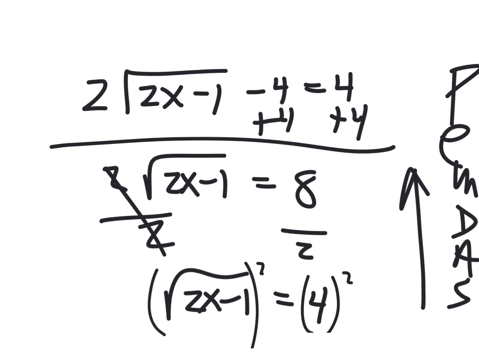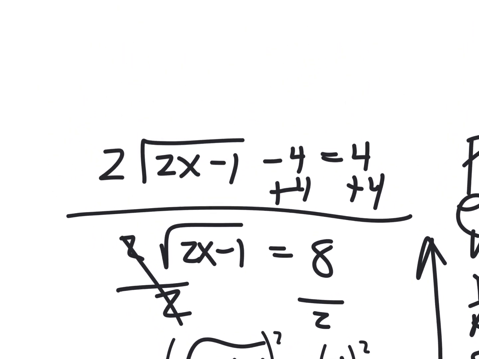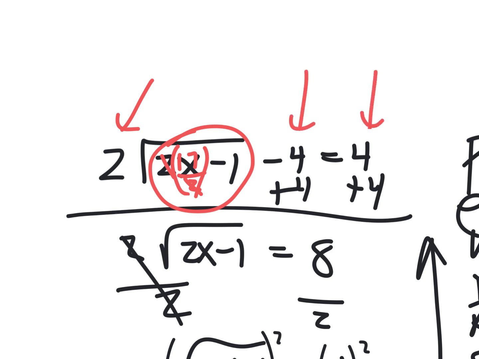By the way, if I put that 17 halves back in here, let me just show you that you should really check these. If I put 17 halves in there, this 2 cancels this 2. 17 minus 1 is 16, and the square root of 16 is 4, times 2 is 8. 8 minus 4 is 4. Yay, it worked. 17 halves was the answer.